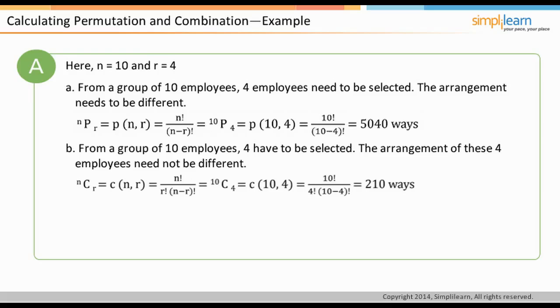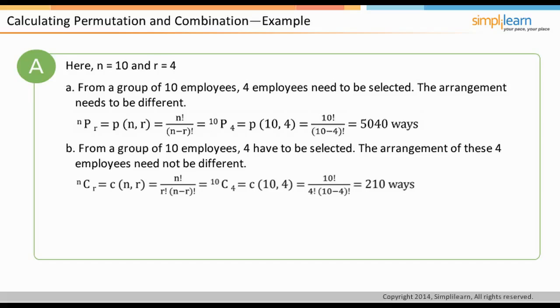Let us now consider the second condition. From a group of 10 employees, 4 employees need to be selected. The arrangement of employees need not be different. Using the combination formula, nCr equals C of n and r equals n factorial divided by r factorial multiplied by n minus r factorial.